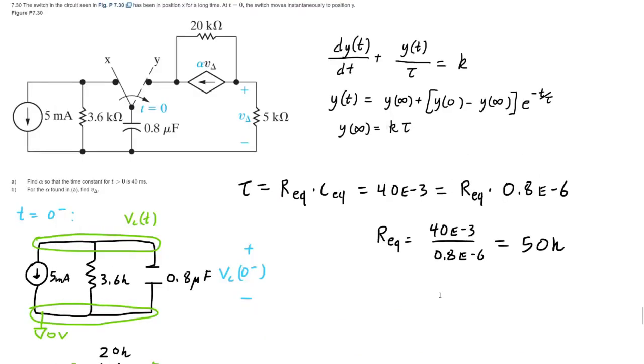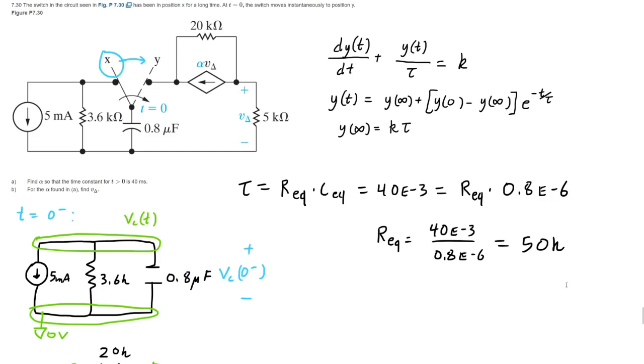All right, so this last one is a two-parter. The assignment says 7.31 is the last problem, but it requires the work from 7.30. So I went ahead and did a bit of work. Basically, the switch has been in this position for a long time, and it moves to position Y at time equals 0. So first thing I want to do is find the steady state.